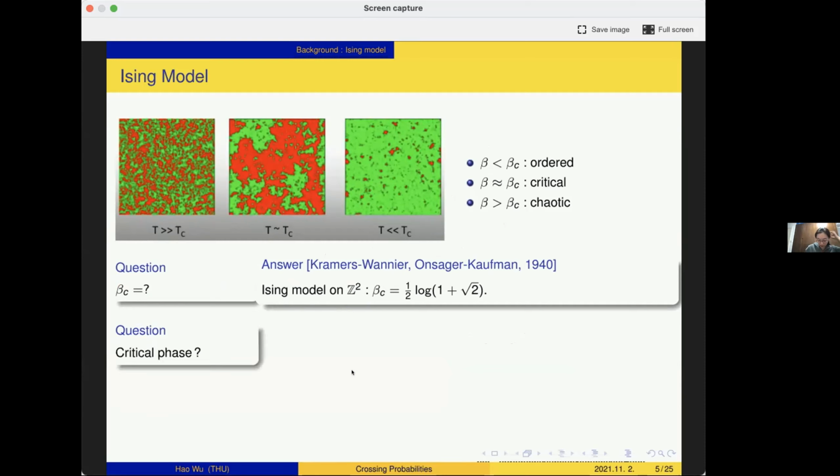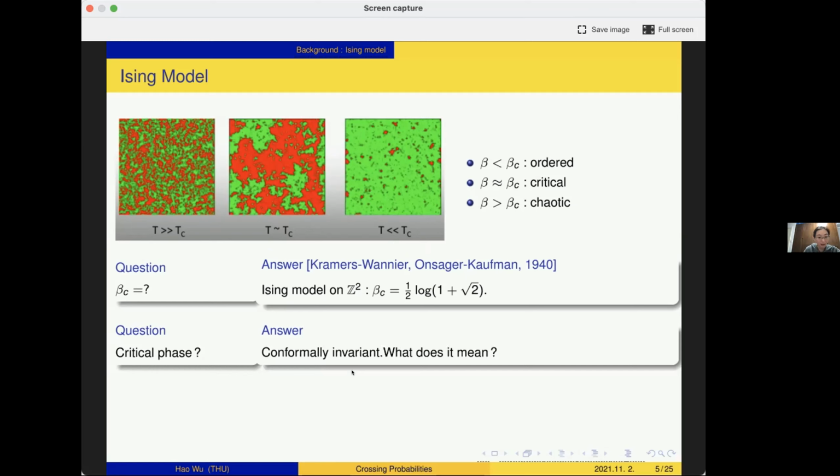The second question is, what happens at this critical phase? We know that when the temperature is very low, we have an ordered phase. And when the temperature is very high, we have a chaotic phase. And what happens at the critical phase? In physics, there is a statement that if we are thinking about the 2D critical Ising model, the system will become conformally invariant. But then the question is, what does it mean? How do we understand what we mean when we say the system is conformally invariant?